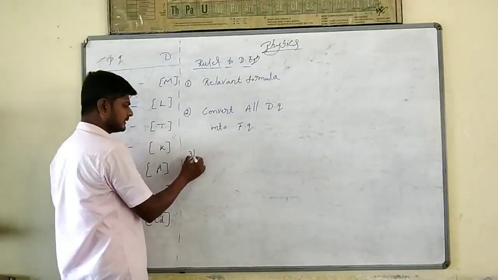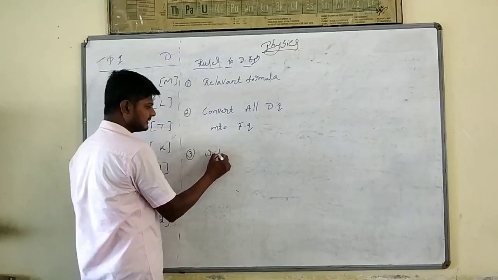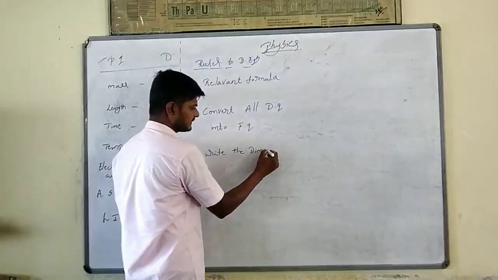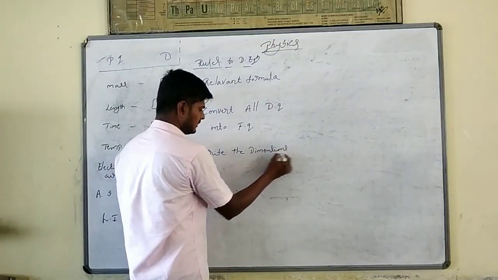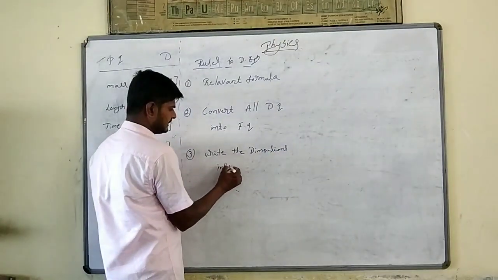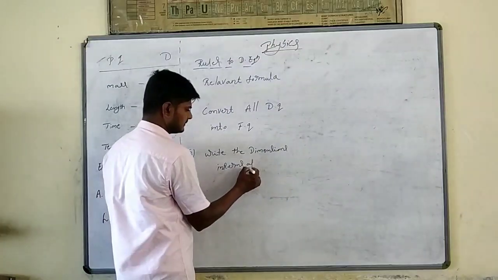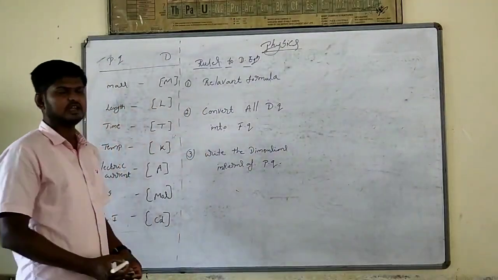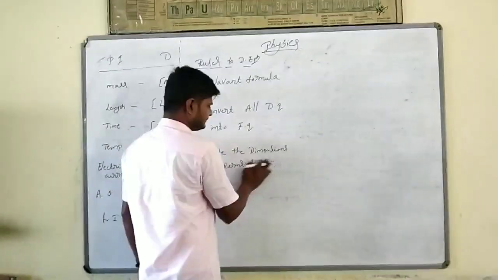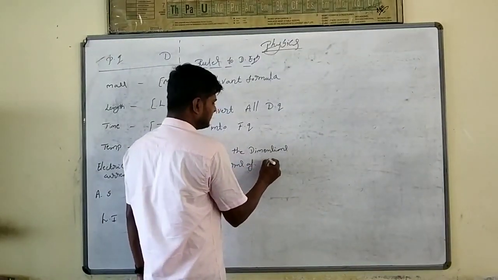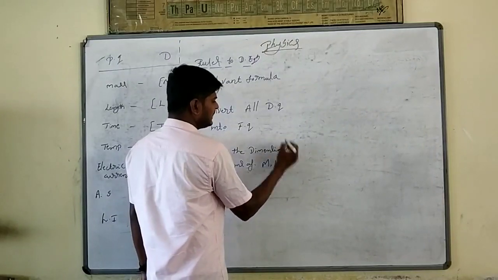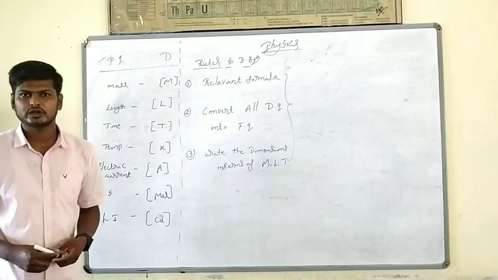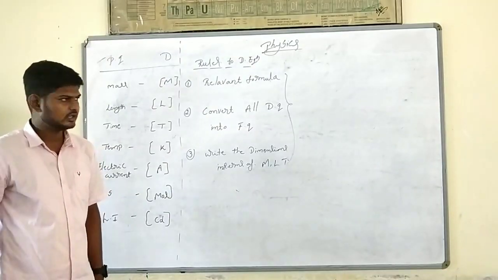And third step, write the dimensions in terms of fundamental quantities. Write the dimensions in terms of M and T. Otherwise, we can say write the dimension in terms of M, L, T. These are the 3 rules we should follow when we are going to write the dimension.